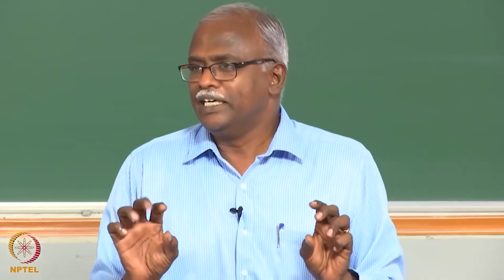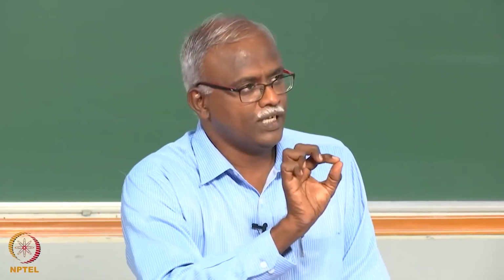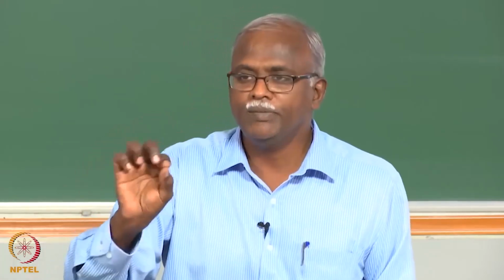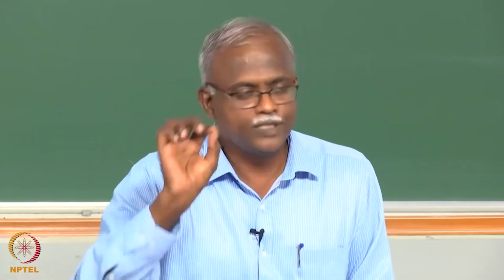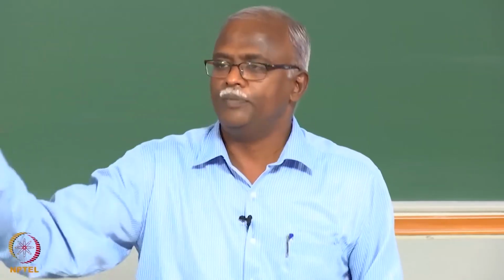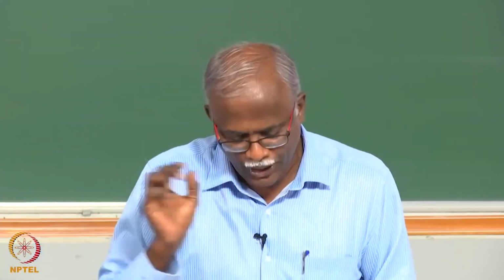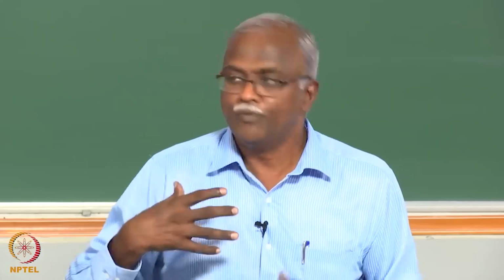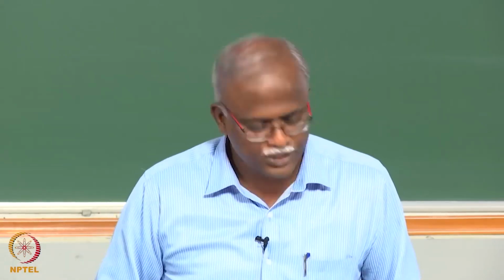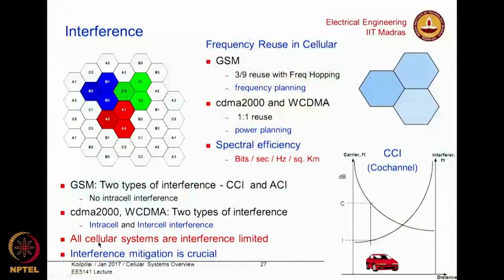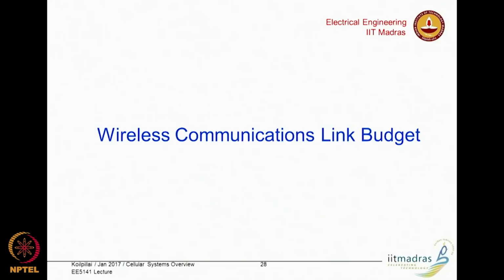Bottom line, all cellular systems are interference limited. Ultimately, when your call drops, it is because the interference level went up beyond an acceptable point. So the key point that we need to understand in the context of cellular is how do you mitigate interference. Whatever the multiple access method you want to use, TDMA, CDMA, whatever it is, at the end of the day, it's going to come down to the question, how do you mitigate interference? That is going to be a very, very important element.